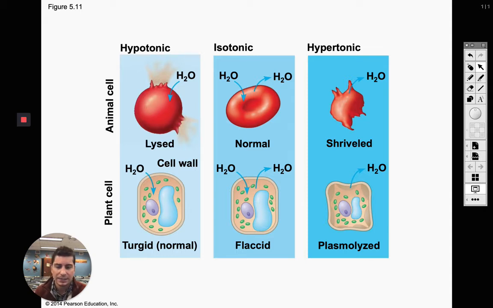Okay? The second one is isotonic, where the concentration outside the cell and inside the cell is roughly the same. Okay? So water goes into the cell and water moves out at the same exact rate. Nothing happens. Cell stays the same size. The last one is going to be a hypertonic solution. This is going to cause the cell to shrink, to shrivel. Okay? And it could get so small that the cell actually collapses on itself.